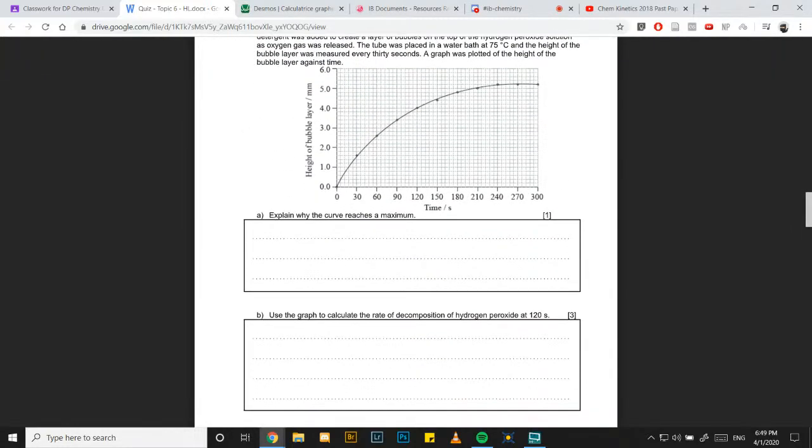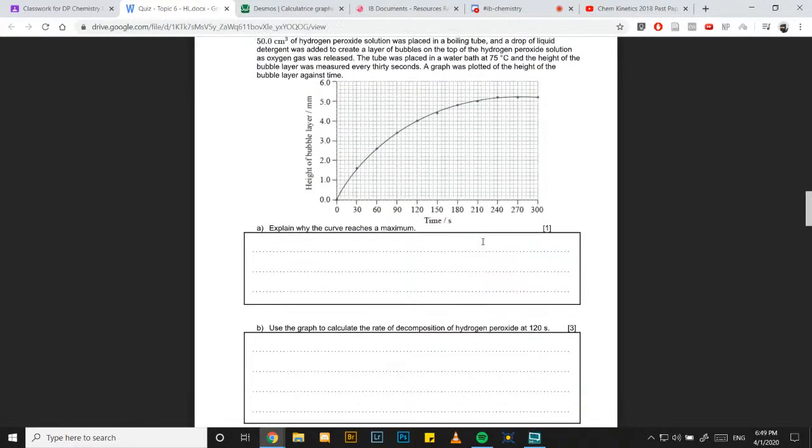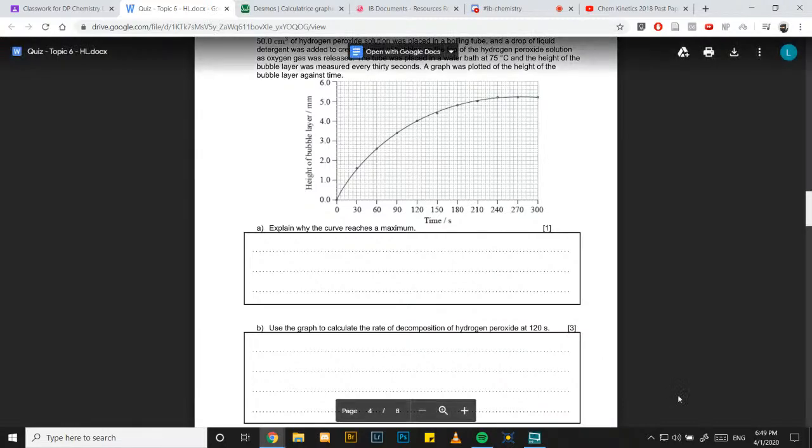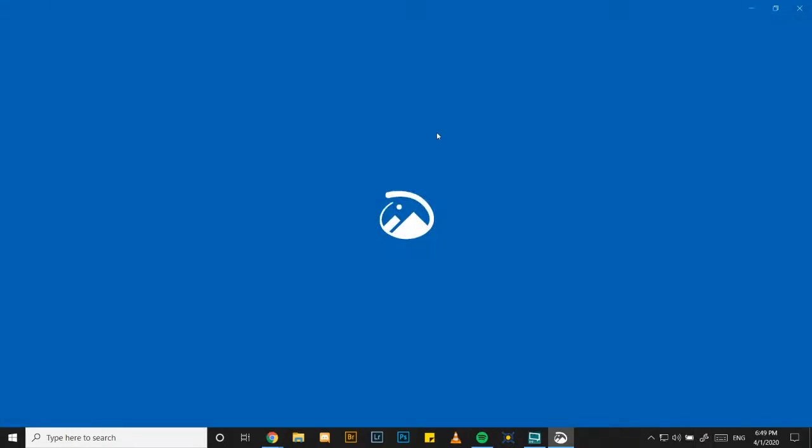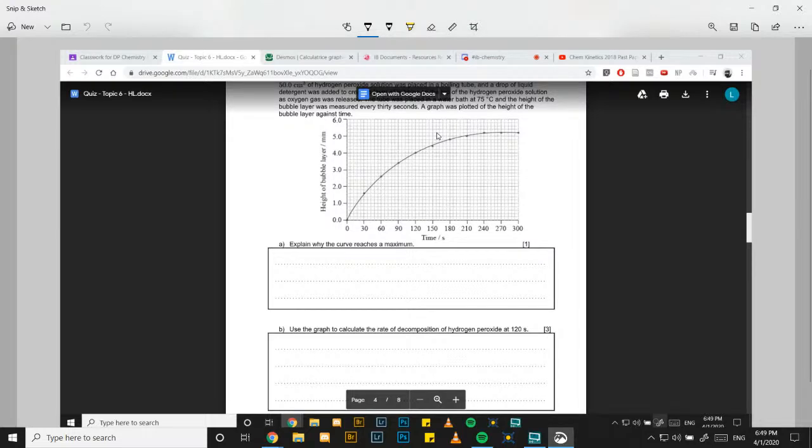Question 2, use the graph to calculate the rate of decomposition of hydrogen peroxide at 120 seconds. The way that you would do that is to check what the tangent line is. The reason it's 3 marks is because first you need to draw a line there. Then you need to use a ruler to approximate what that is, which I'm not very good at, clearly.